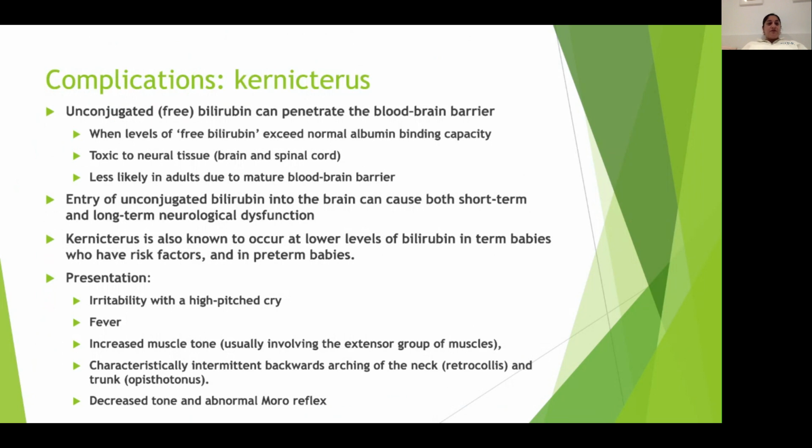So these babies will often present with being really irritable. They'll have a high-pitched cry. They can often present with a fever as well, have increased muscle tone, and they do this characteristic arching of the neck, as well as the trunk. So they'll be like this sort of shape. But they might also have a decreased tone in their arms, and the Moro reflex will be abnormal. But we hope that we don't get to this point, which is the point of those graphs, really.